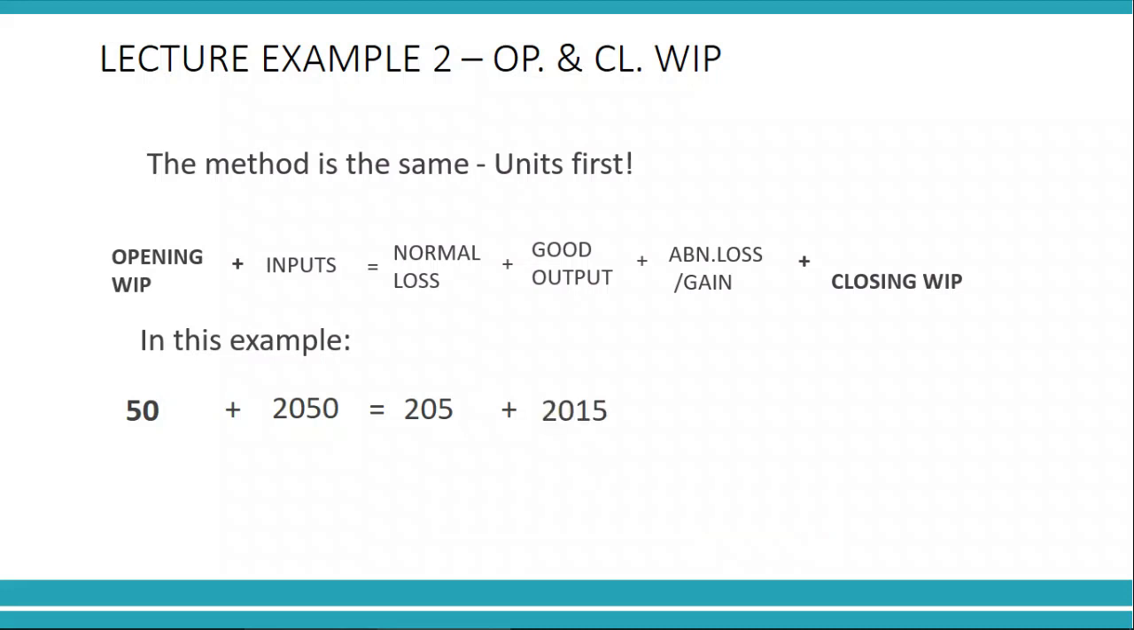And then you've got good output of 2015 units, and you've got 80 units remaining as your closing work in process, and we assume that our abnormal gain is 200 units, because if you notice that when you have 2050 units of input, and if you take a normal loss of 10%, you should be getting something like 1800 something units, but you are getting more output. You are getting 2000 output, so it means that there is an abnormal gain.